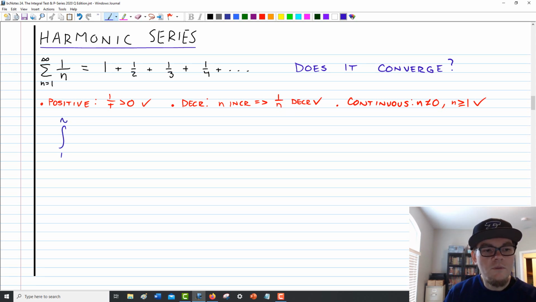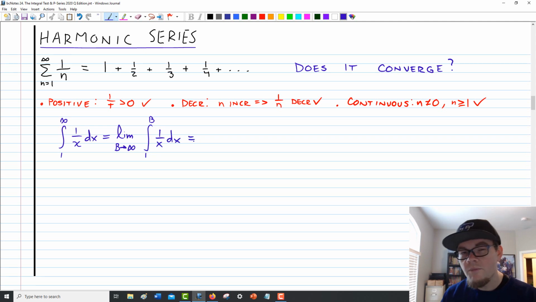Okay, so in any event, let's do it this way. We want to investigate the behavior of the integral from 1 to infinity of 1 over x dx. Well, of course, it's an improper integral owing to the fact that it has that infinity, so we'll rewrite it as the limit as b goes to infinity of the integral from 1 to b of 1 over x dx.